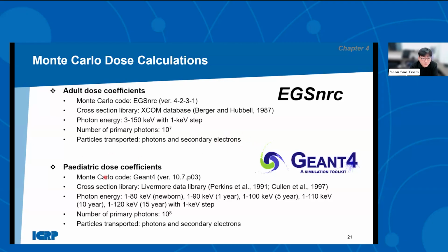And the pediatric dose coefficients were independently calculated using the Geant4 code, and the cross-section data used were the Livermore data. The maximum photon energy was practically considered differently with age: newborn 80 keV, 1 year 90 keV, and 15 year 120 keV. Again, the photons and the secondary electrons were transported here as well.